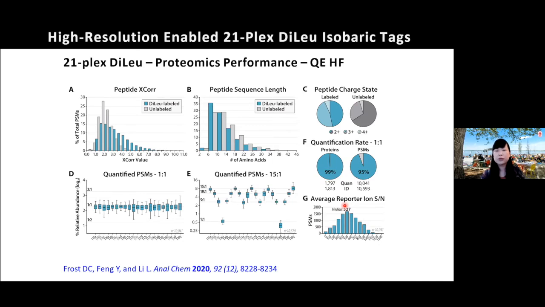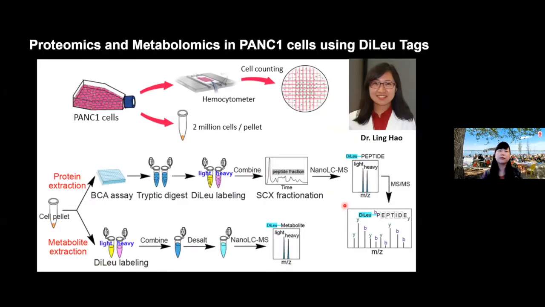So next, I want to tell you about 2 application examples. The first example is to use the DiLeu to combine proteome and metabolome analysis on the same analytical platform. Here we're looking at pancreatic cancer cells. We can extract proteins and metabolites separately. And here, introducing the DiLeu would help to increase the hydrophobicity of some of these metabolites. Obviously, we're targeting the amine-containing metabolites.